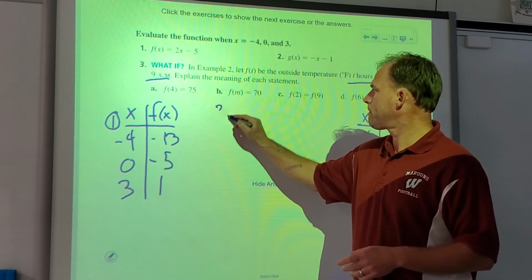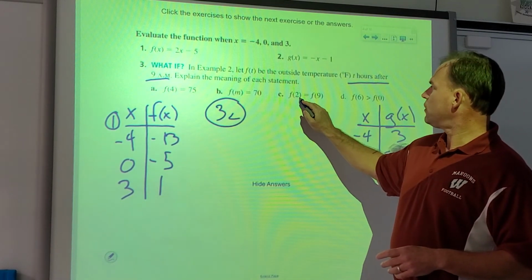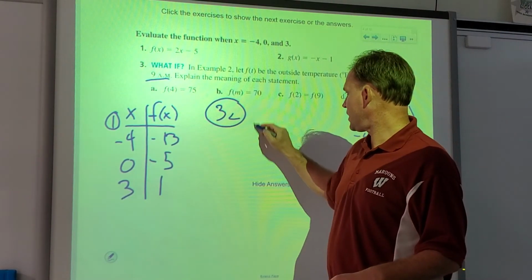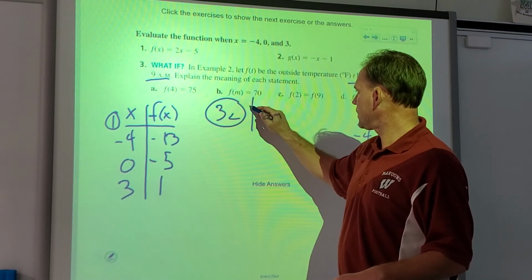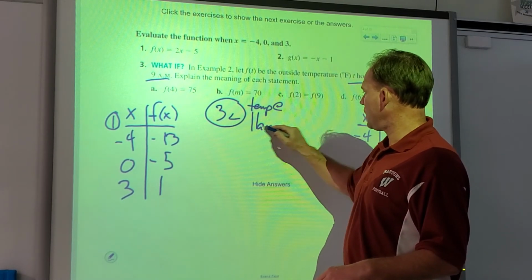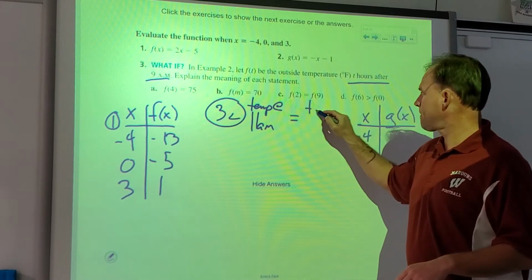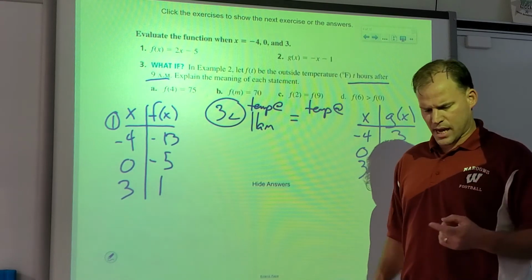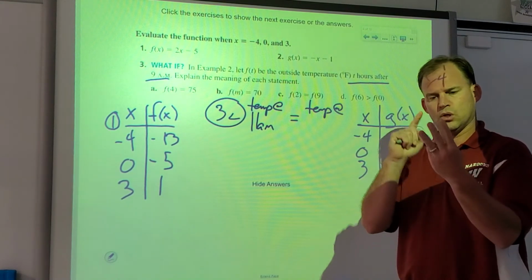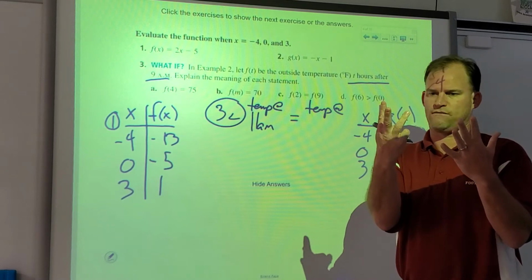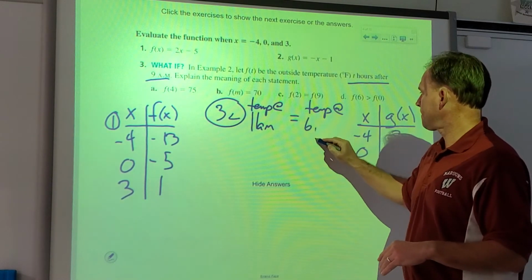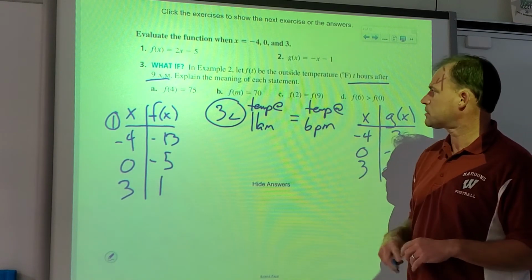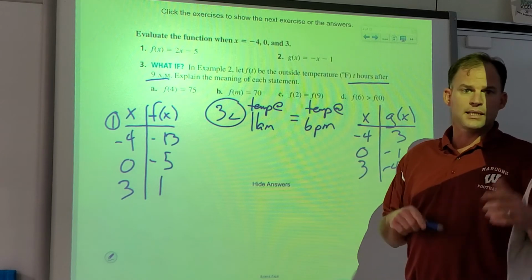So 3C. F of 2. 2 hours after 9 a.m. So that's 11 a.m. That's the temp at 11 a.m. equals the temp at, what's 9 after 9? So 9, 10, 11, noon, 1, 2, 3, 4, 5, 6 p.m. So the temperature at 11 a.m. equals the temperature at 6 p.m. That's what C is telling us.